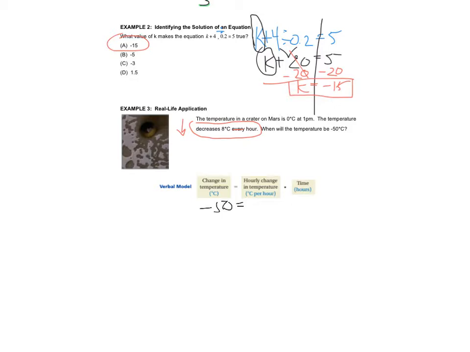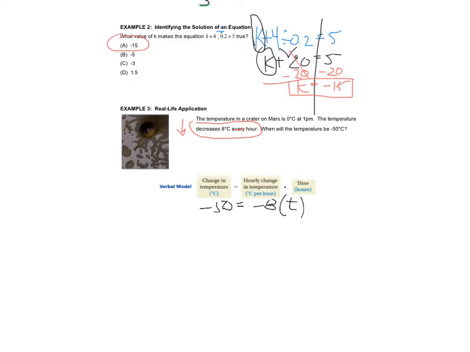So the hourly change comes back to this: decreases 8 degrees Celsius every hour. So that means it's going down 8 degrees per each hour. And the question is, how long until it gets to the negative 50? Well, that's the thing we don't know. We don't know how many hours. But if I take the negative 8 and multiply it by the number of hours, we want to be able to use that to see what it's going to take until we get to the negative 50 in our change.